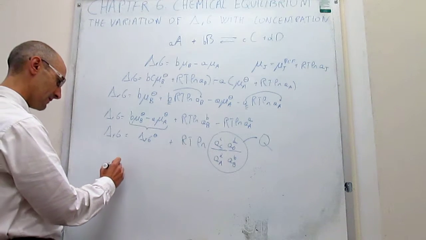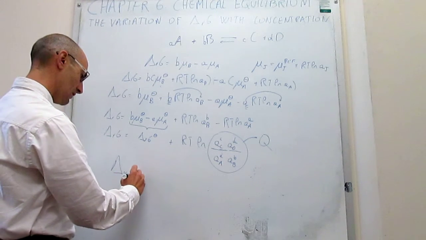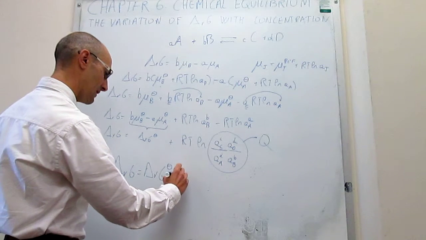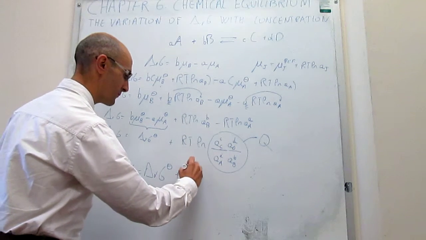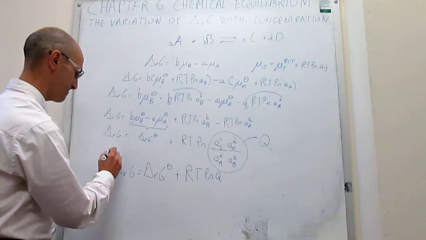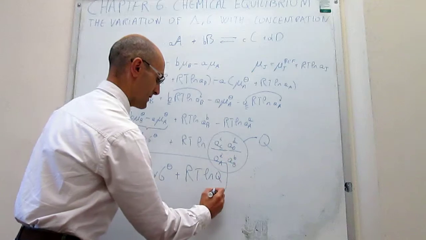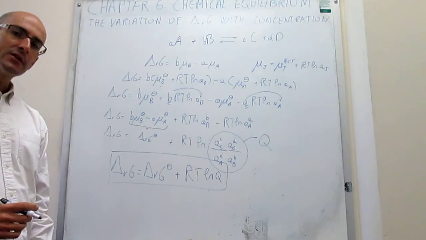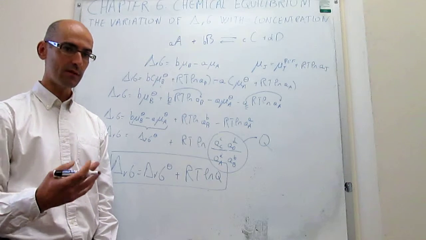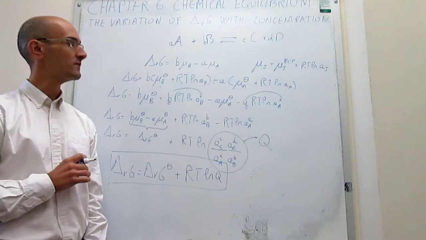Okay, so this is actually going to be the final expression, and I consider this to be the most important equation in all of thermodynamics. Why is this so important? This is very important because it allows you to predict whether a reaction is going to be spontaneous or not under any set of conditions.